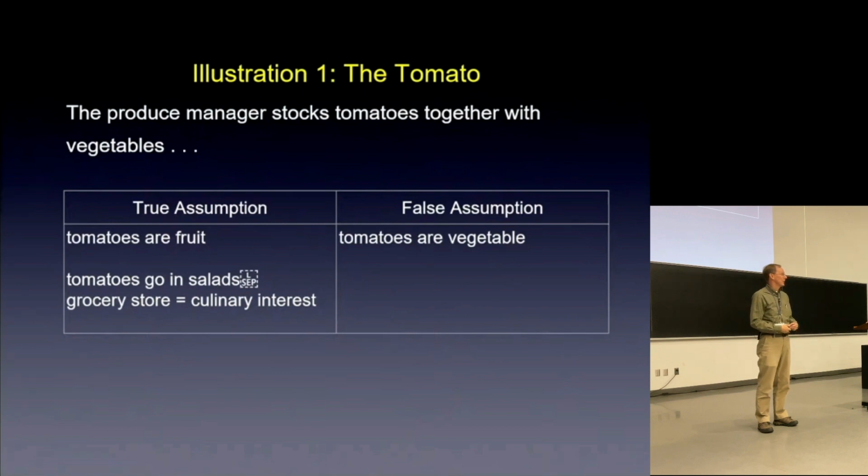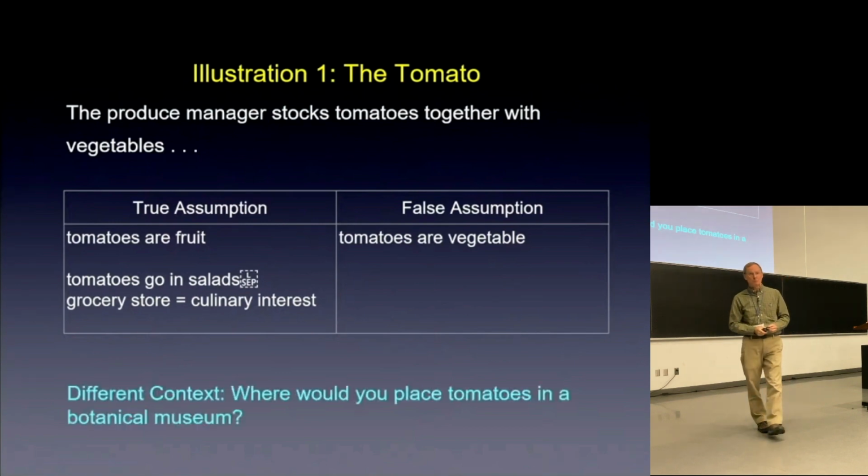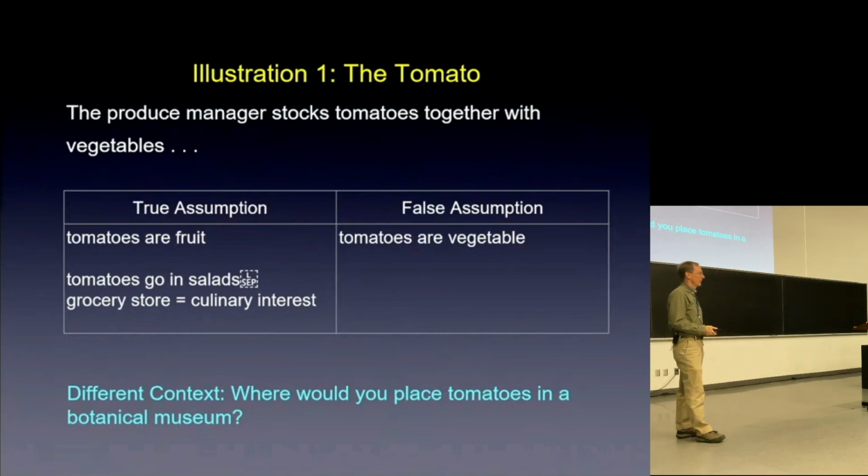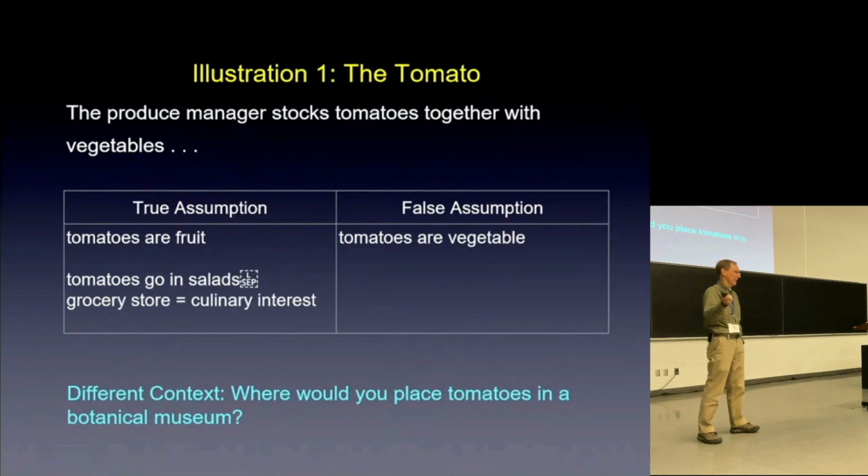Now, if we happen to go on a field trip at an ASA meeting and we go into a botanical museum and you find tomatoes put in the display with the other vegetables, you might go to the curator of the museum. Don't you know that I have a PhD in botany, and you just really are wrong here. Change the context, and things differ in terms of what our expectations are about relevance.